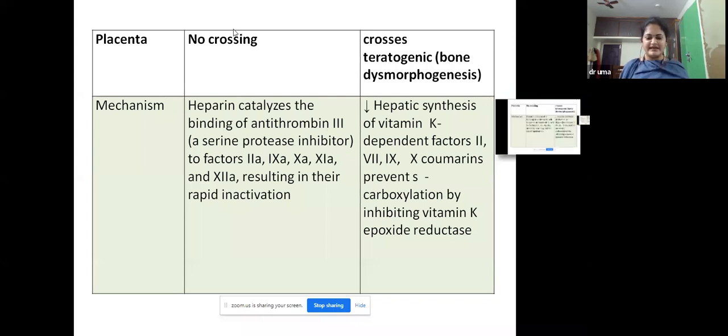So placenta: heparin will not cross the placenta. Warfarin crosses the placenta and is teratogenic. That is, it causes chondrodysplasia punctata syndrome. There is bone dysmorphogenesis.